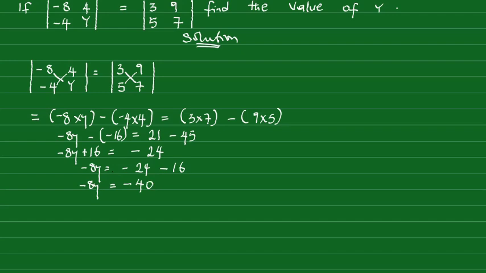We proceed by dividing both sides of our equation by -8. So we have -8y divided by -8 is equal to -40 divided by -8. -8 cancels -8, giving 1. -8 into -40, we have 5. This therefore means that y is equal to 5. Thank you.